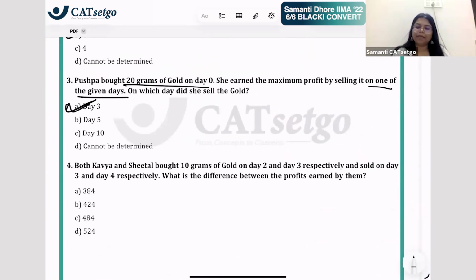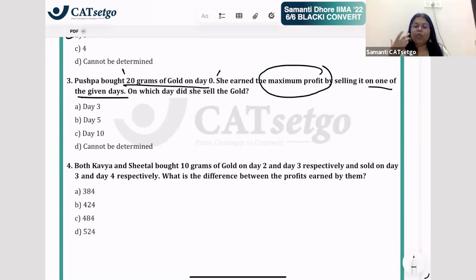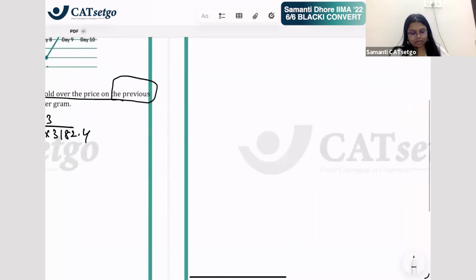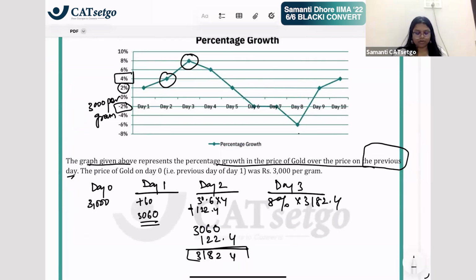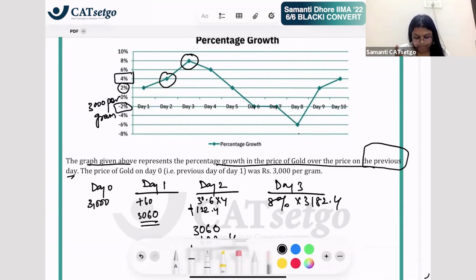So definitely a lot of increase happened on day 3. Because देखो अभी नहीं. Wait. So whole point is, Pushpa bought 20 grams of gold on day 0 and she earned maximum profit by selling it on one of the given days. When did she sell the gold? Look at the data and tell me when did she sell the gold. So she sold it at maximum increase in price, right?